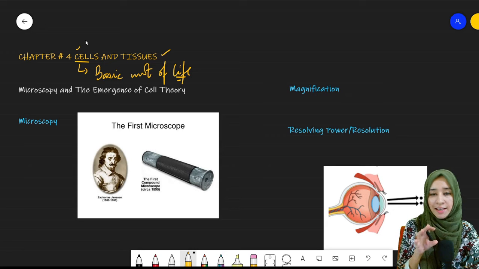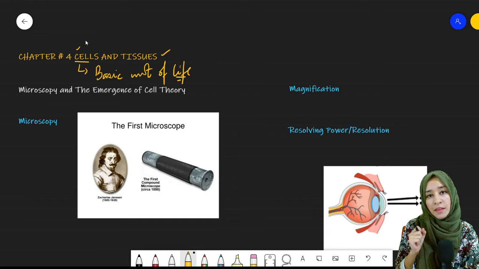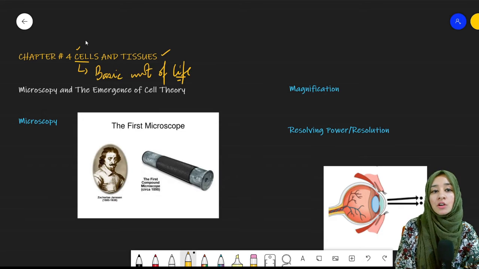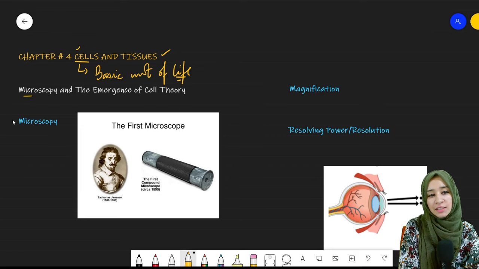Now, these cells are microscopic in nature. We cannot see it through the naked eye. We need the help of a microscope to magnify it, to increase the size of that object, right? So, in order to study the structures of the cell, we first need to understand what is a microscope and how do we study it and how does it function, right? So the first thing that we'll study is the microscopy.